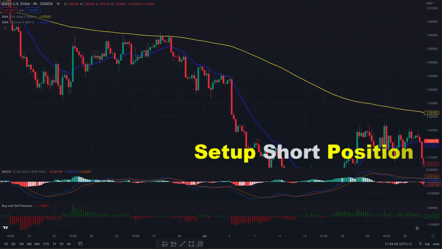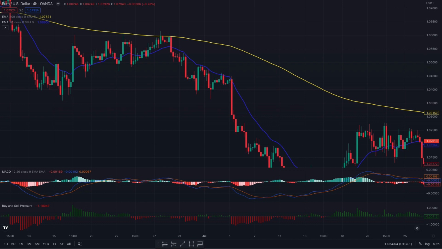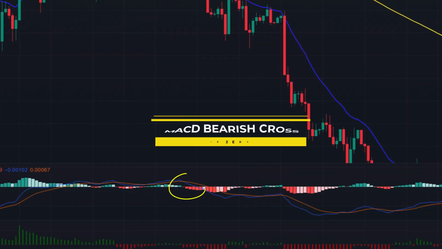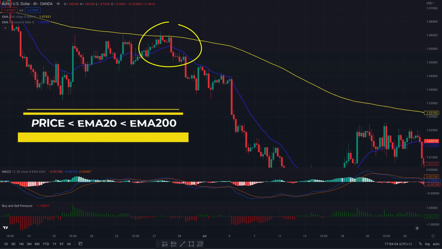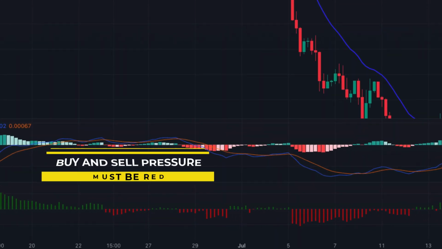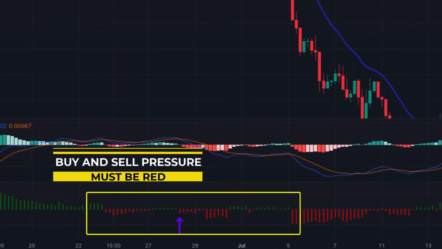For a short position, the rules are the opposite. First, MACD line cross below signal line. It's important that the crossing occurs above the 0 line of the MACD. Second, price must close below the 200 period EMA and 20 period EMA. Third, to confirm the trade we need a red bar in the histogram of the buy and sell pressure indicator.